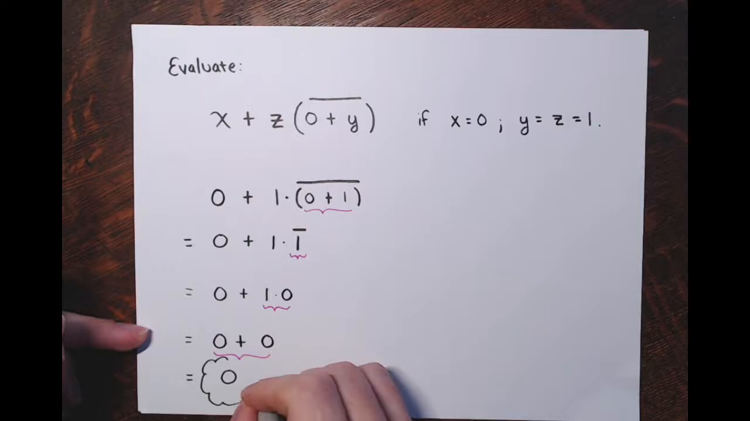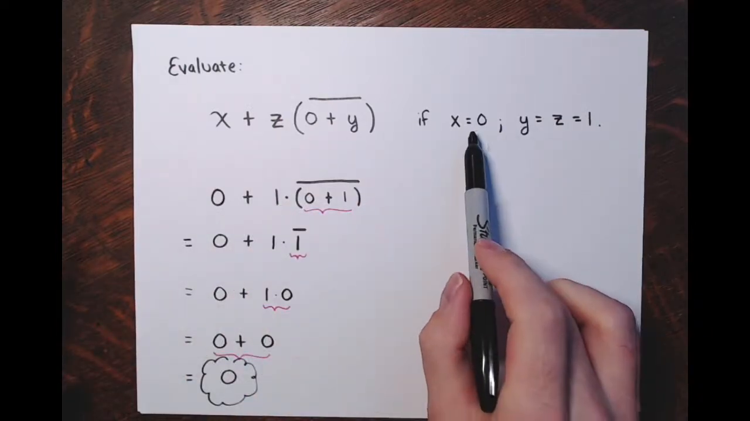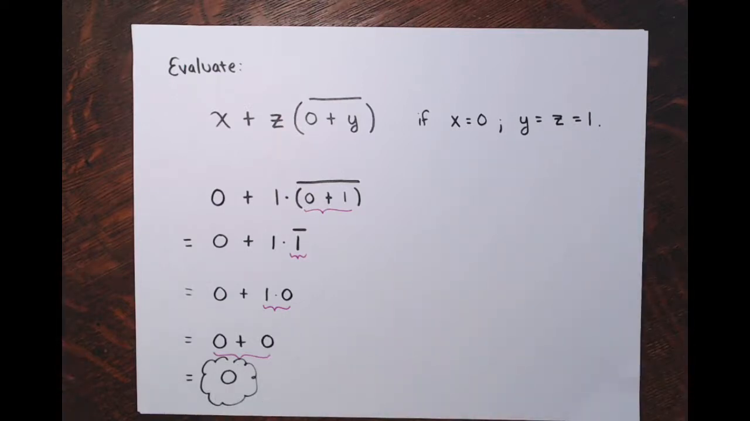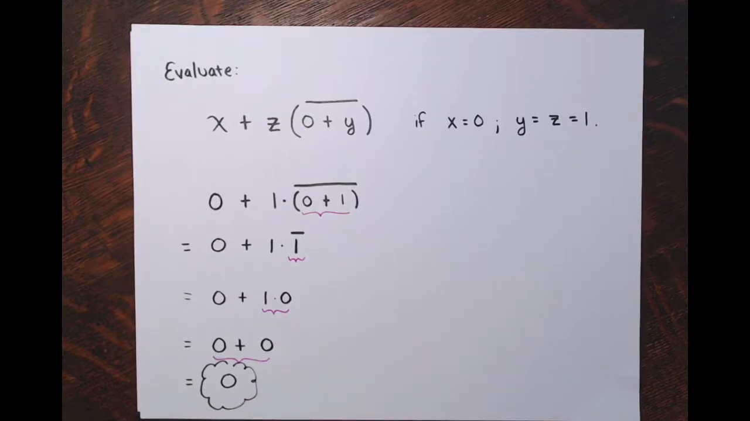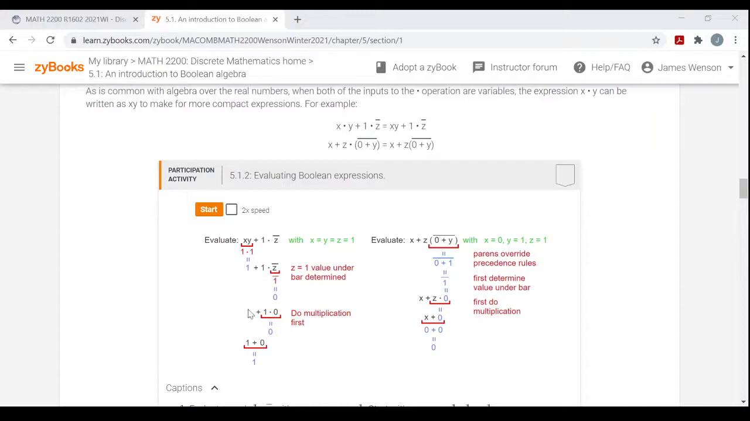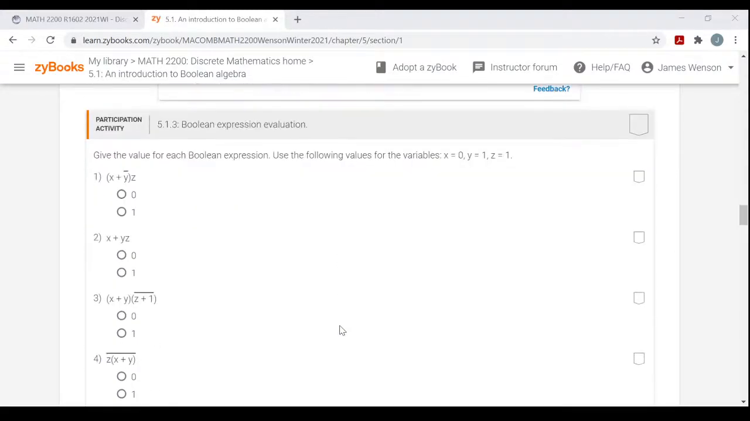So the value of this expression, when the values of the Boolean variables are these, 0 for x and 1 for y and z, is 0. Like I said, you can look at that here, play the animation, and watch them doing the exact same stuff that I did. Then you're asked to do the same here.